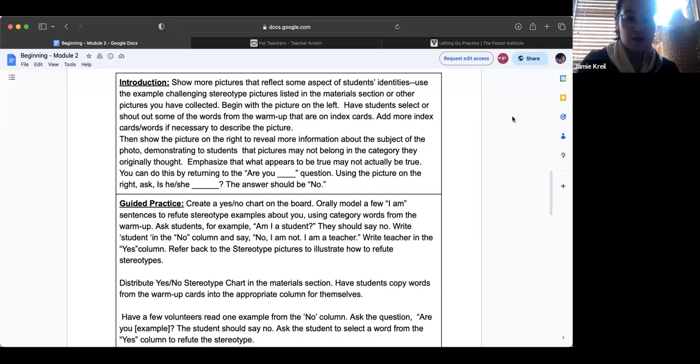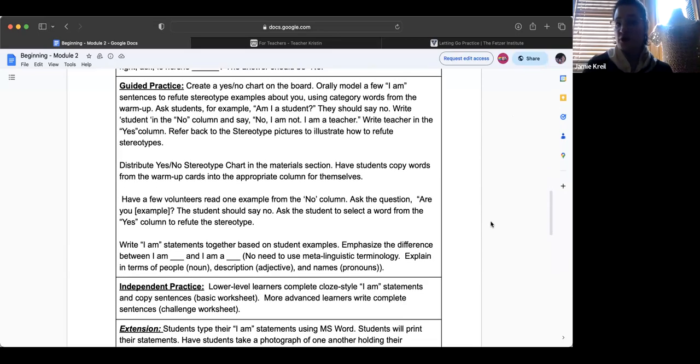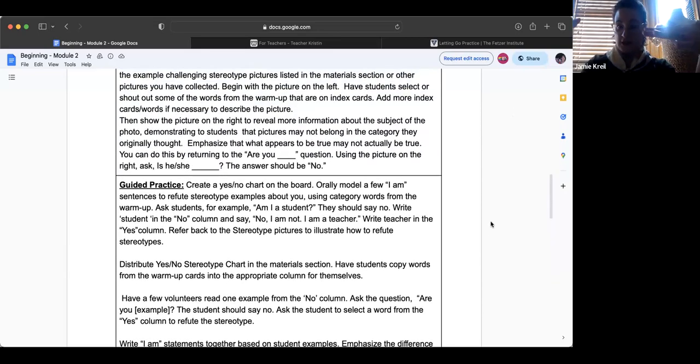You can do this by returning to the are you question, and then using the picture on the right, ask is he or she or they, and then the answer should be no. So that's how you can show what a stereotype is at this level. And then we move into our yes or no chart, which is another form of a T-chart.